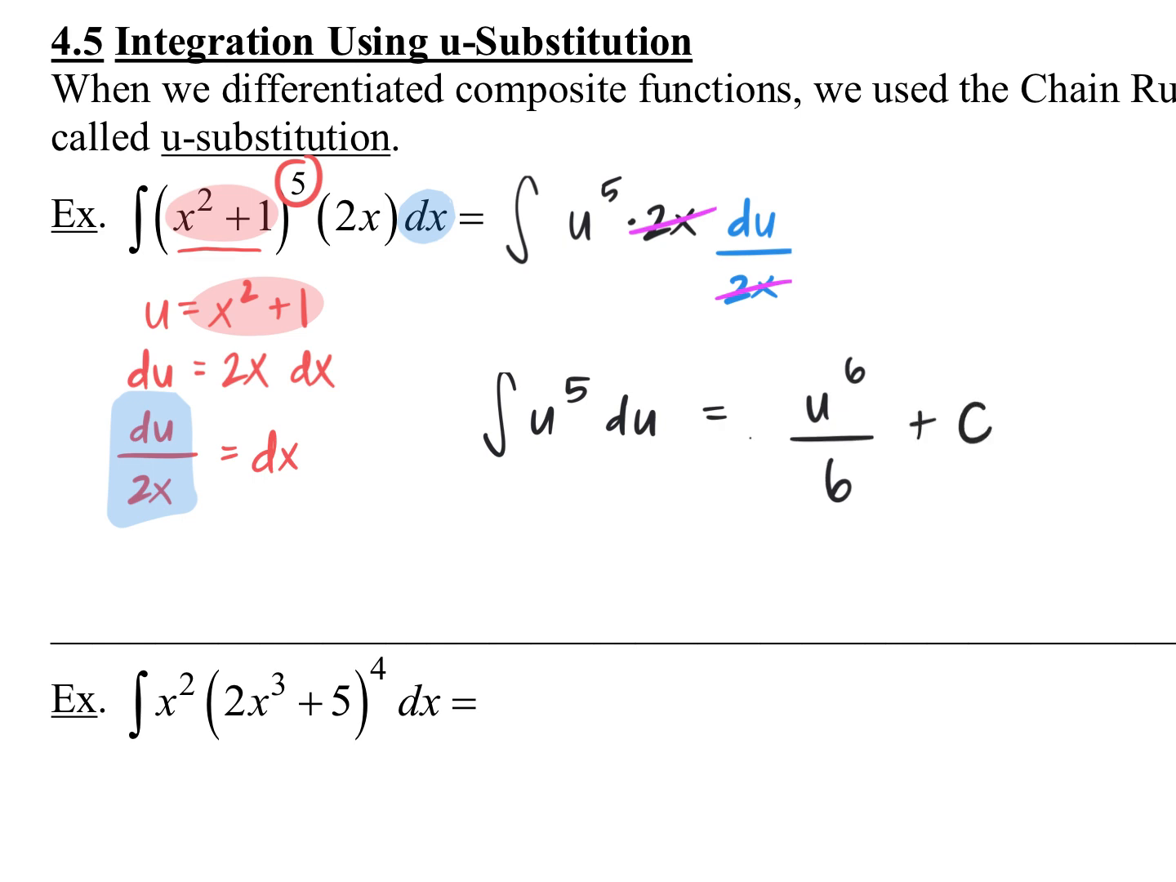Okay, well, we said earlier that u here is equal to x squared plus 1. So now I'm just going to replace that where we see u. So our final answer is going to be x squared plus 1, all raised to the 6th power, divided by 6, plus c.